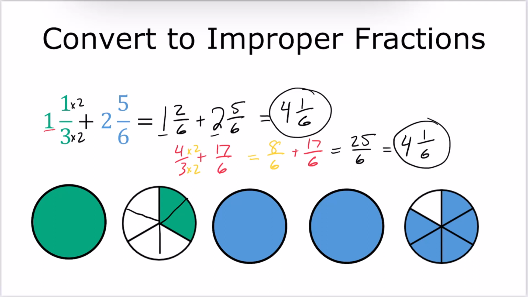And it just kind of depends on which method you think would be easiest for the problem that you're given. So you can either make it so that the fractions have common denominators and add them together like we have on the last few examples, or you can convert both of the fractions into improper fractions and add those together.